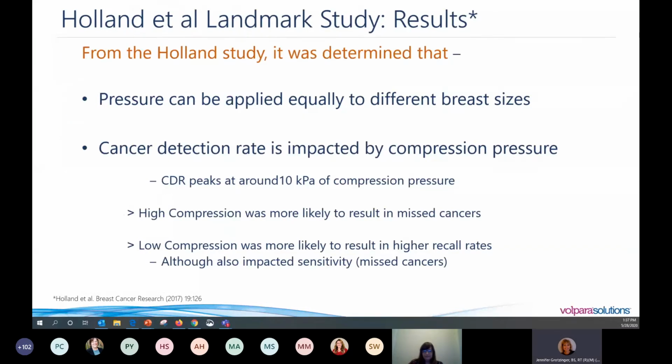From the Holland study, it was determined that pressure can be applied equally to different patient breast sizes. It was also determined that cancer detection rate is impacted by compression pressure. That cancer detection rate peaks at around 10 kilopascals of compression pressure. If you use too high of compression, you're more likely to result in missed cancers. If you use too low of compression, it's more likely to result in higher recall rates, although sometimes low compression can also impact sensitivity or also have missed cancers if there's not enough compression.